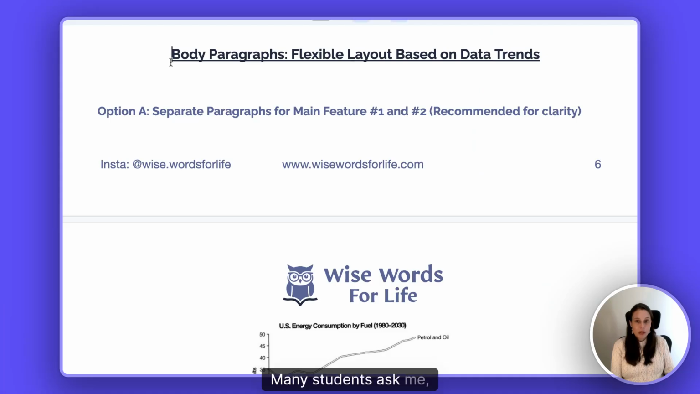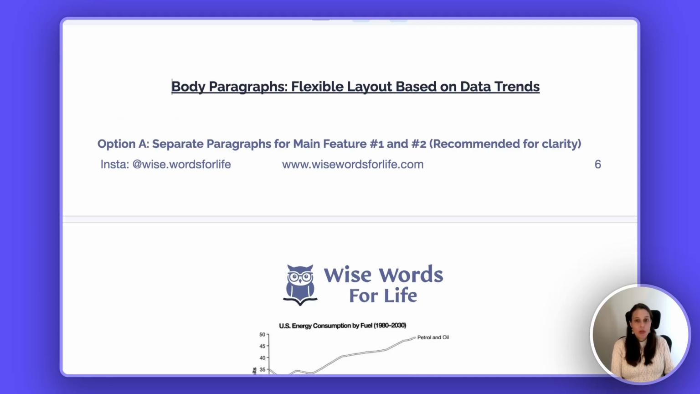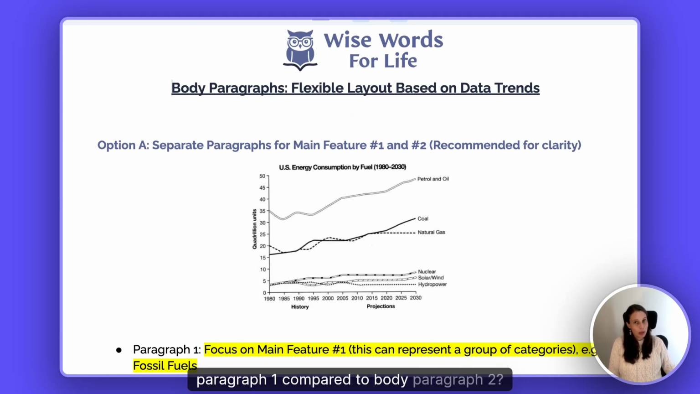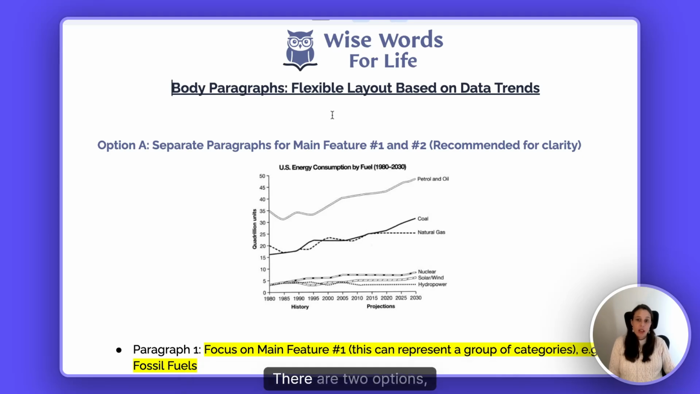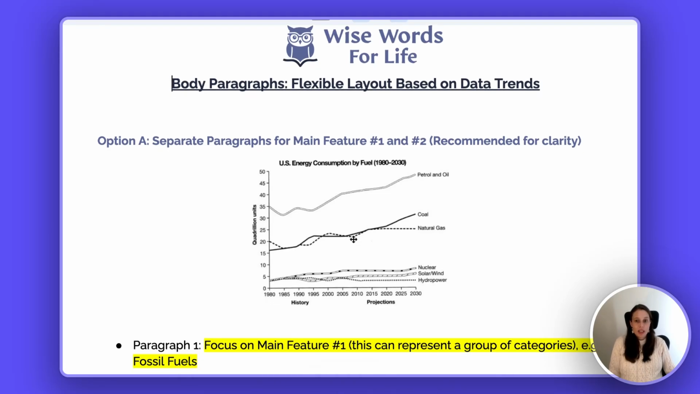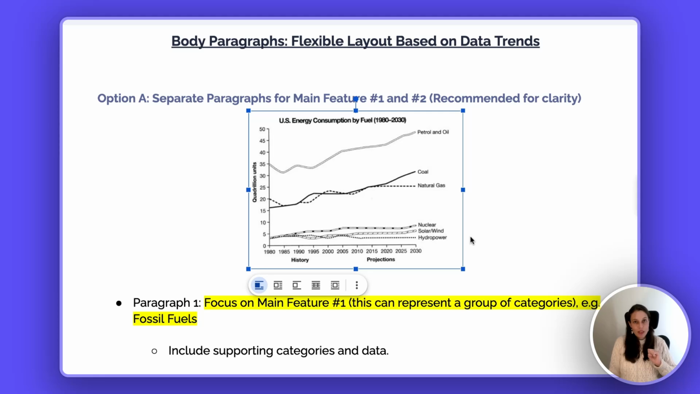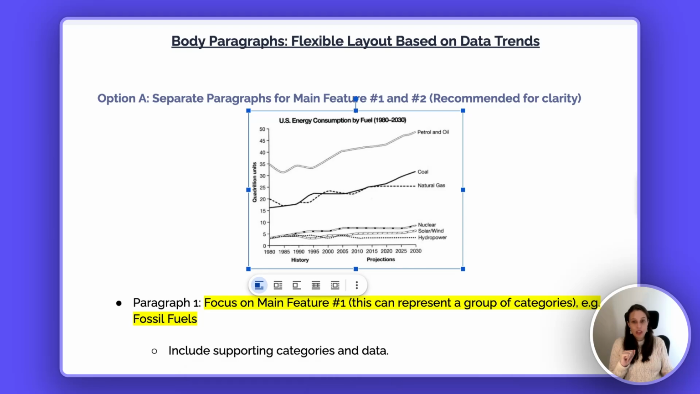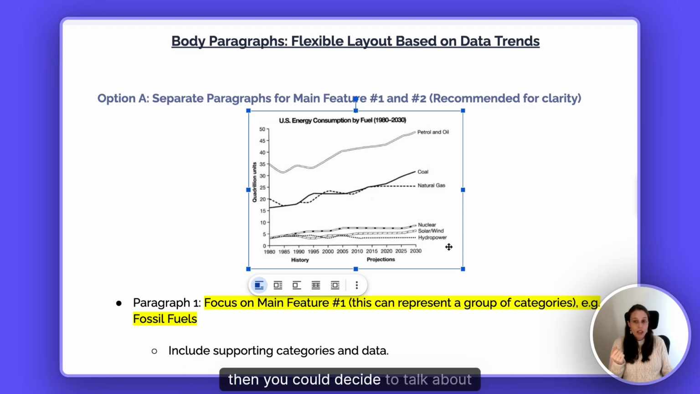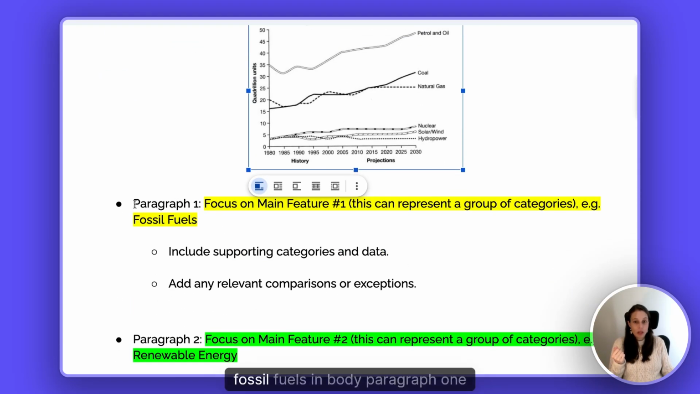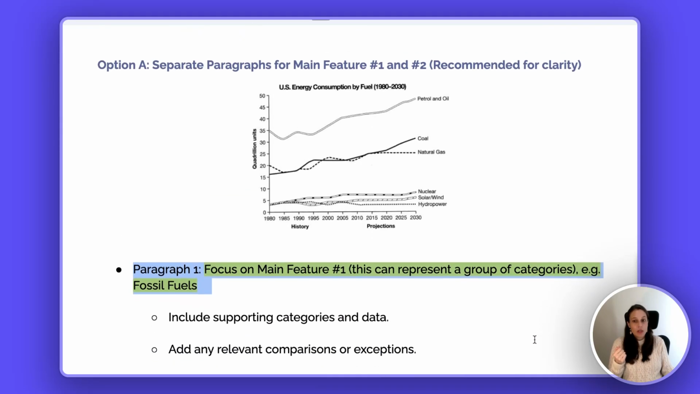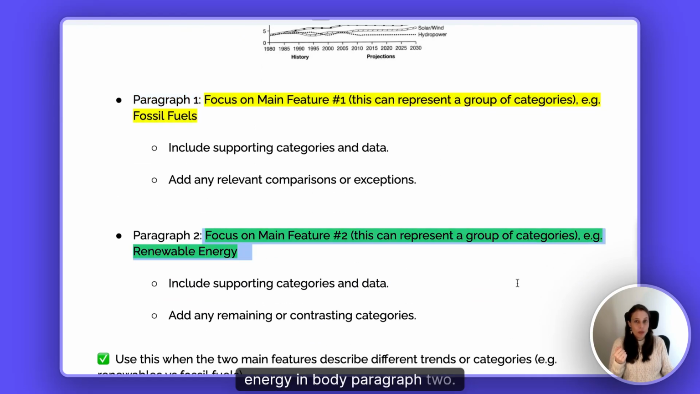Many students ask me, so how do I decide what to talk about in body paragraph 1 compared to body paragraph 2? There are 2 options, right? If you get a graph like this one, where you have a nice division between fossil fuels and renewable energy, then you could decide to talk about fossil fuels in body paragraph 1 and renewable energy in body paragraph 2.